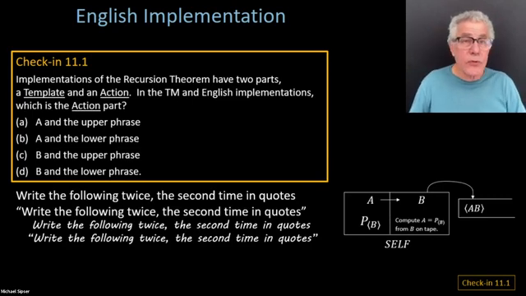Because I'm asking you now to indicate where is the action part in both of those cases. What is the upper phrase and lower phrase? I mean of the sentence here. So write the following twice. This is the upper phrase, and the part in quotations is the lower phrase. Sorry.